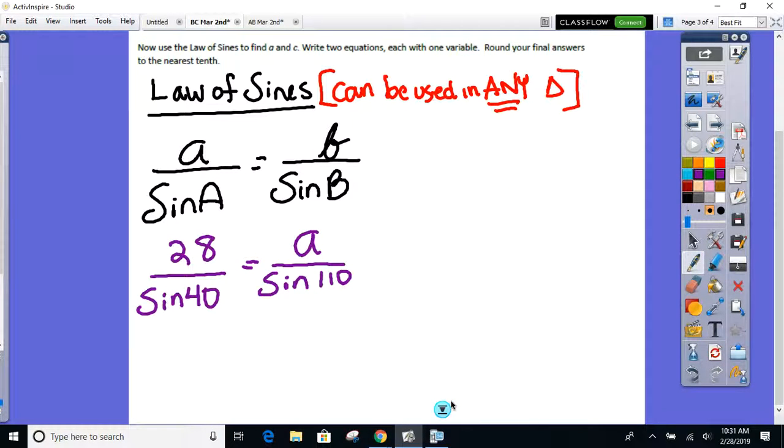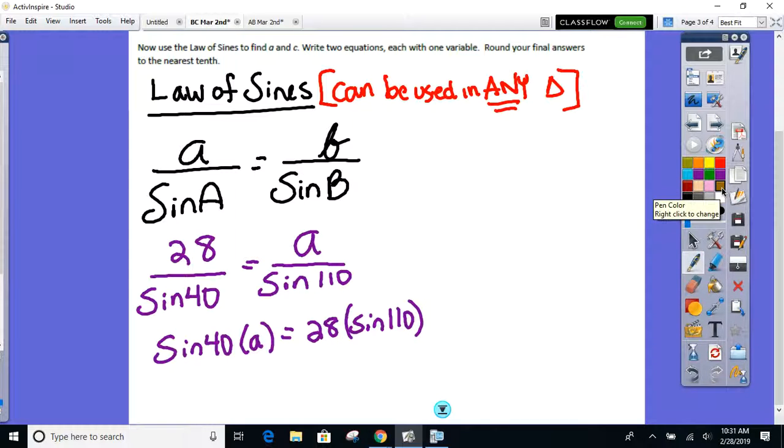So does everyone see law of sines right now? Side over the angle equals side over the angle. And now how do I solve this? Cross multiply. So I'm going to do sine of 40 times A is equal to 28 times the sine of 110. How do I get the A by itself so I could solve for it? Divide both sides by sine of 40.